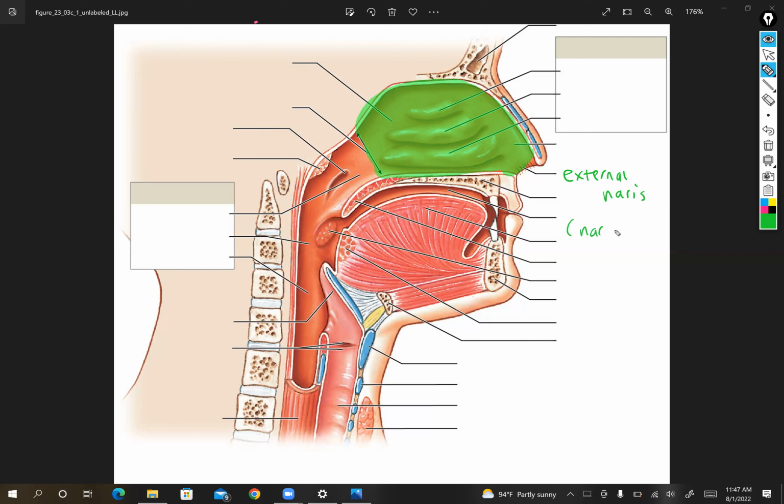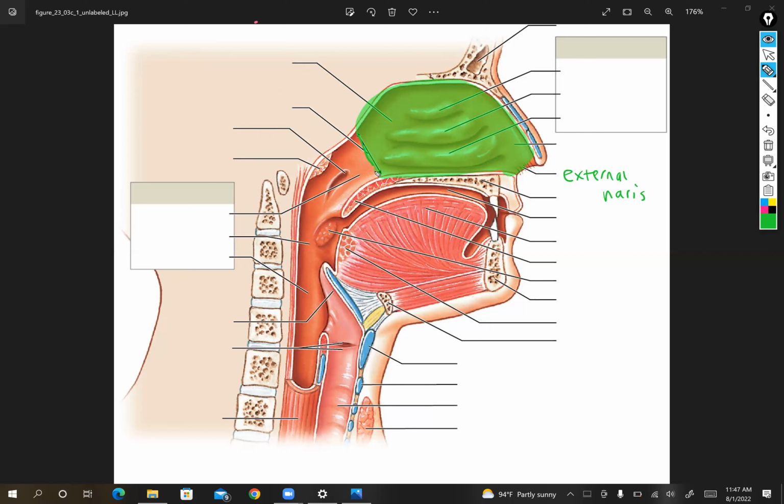So if you were going to refer to both of them in the plural, you would say nares, like so. And then you have an internal nares as well, which is at the back. But these are the two holes that connect the outside world with the inside of your face via your nose.